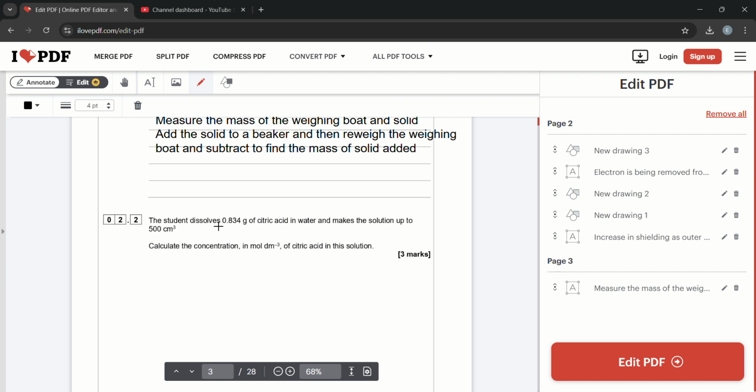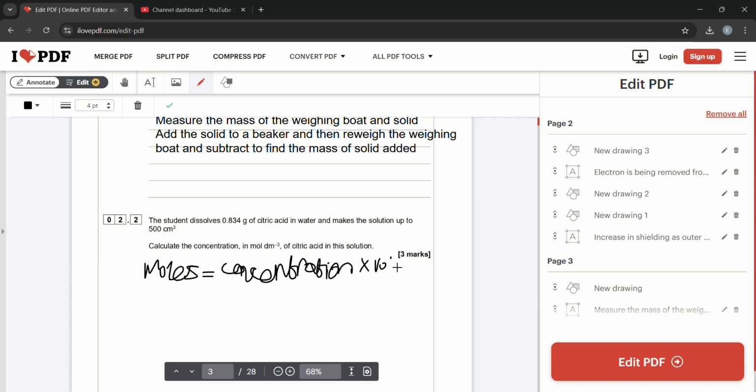2.2, the student dissolves this much of acid in water and makes a solution up to 500 centimeters cubed. Calculate the concentration in mol per dm cubed of citric acid in the solution. So first things first, moles is equal to concentration times volume. So write the equation. So concentration is moles divided by volume. Okay, so now we know that.